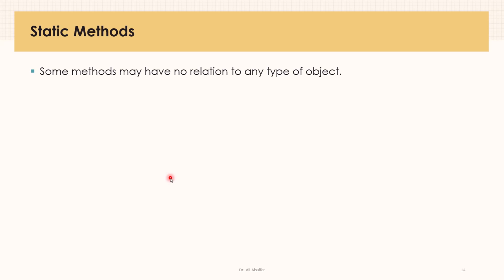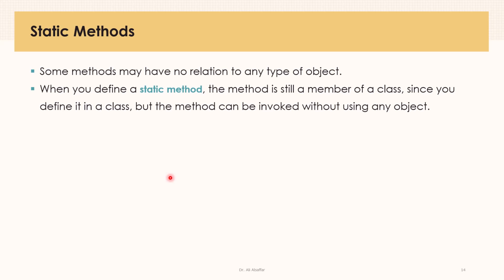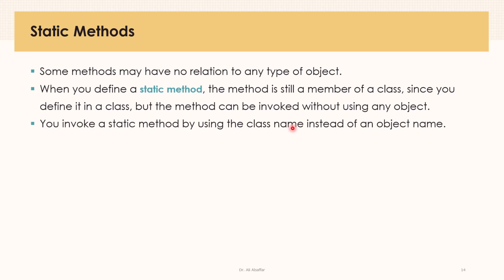So the best way to do it is to define it inside a class as static, and then we can use this method without creating an object, simply by writing the name of the class, followed by dot, and followed by the name of the method. When you define a static method, the method is still a member of the class because you define it inside. But the method can be invoked without using any object. Simply write the name of the class, dot, and the name of the method. So you can invoke a static method by using the class name instead of an object.